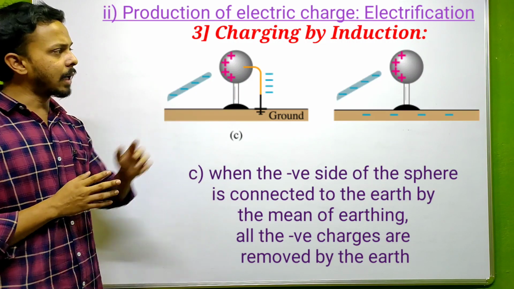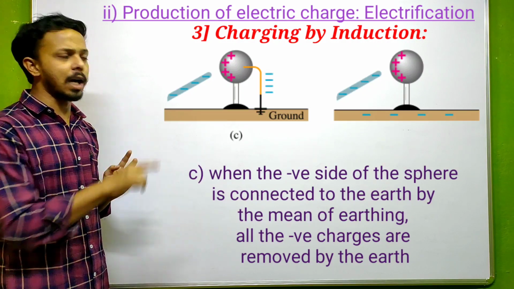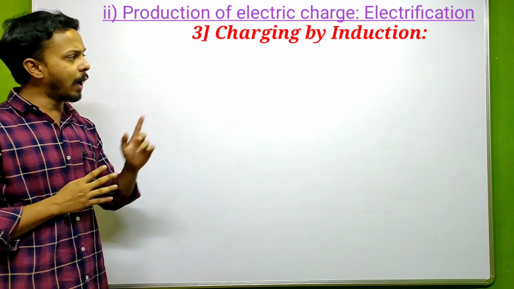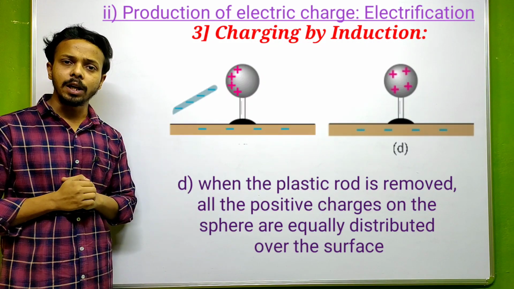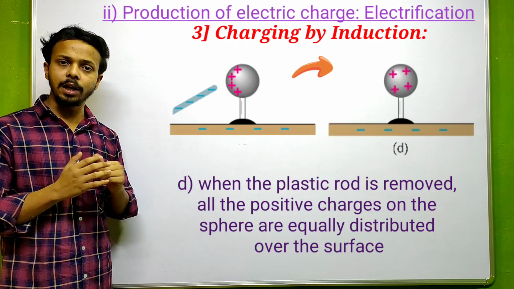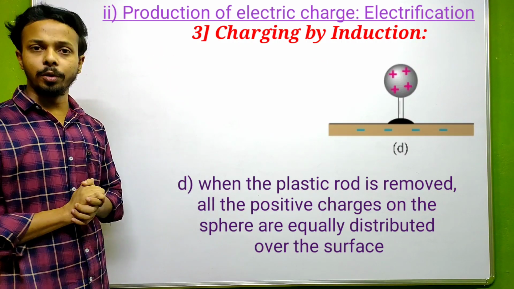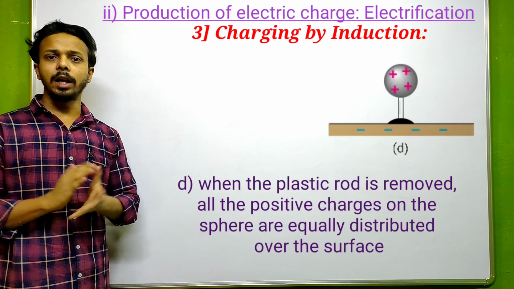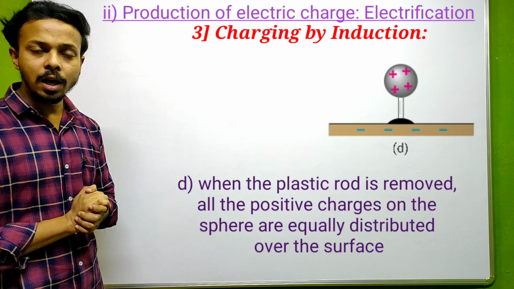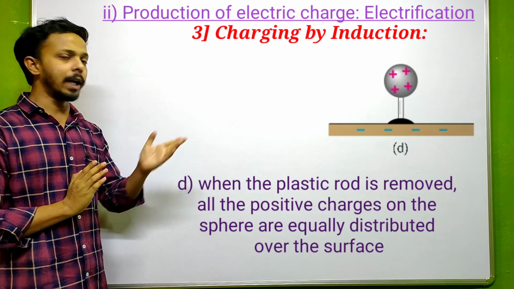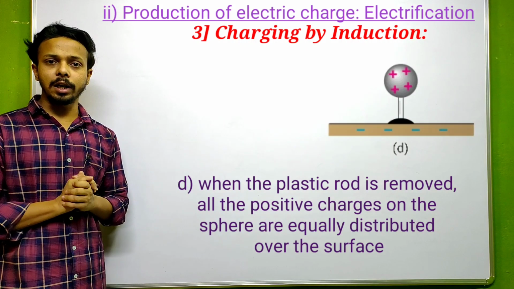So when that side of the sphere is grounded, all the negative charge gets removed, and when the negatively charged plastic rod is moved away from the sphere, what happens? All the positive charge on the sphere gets equally distributed. Okay, because charges are always distributed equally on the sphere, and likewise the body gets charged with the opposite polarity. Okay, so I hope you understand this.